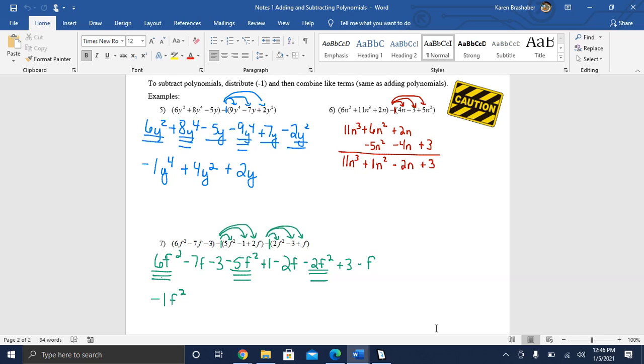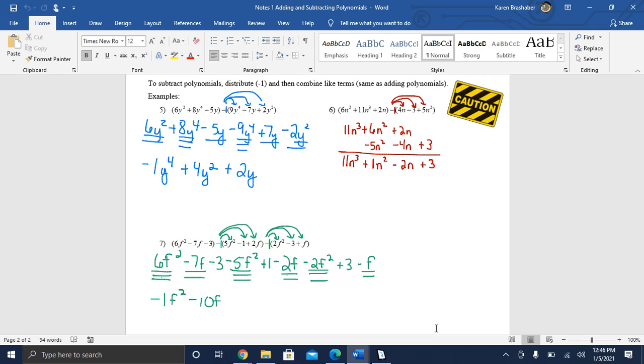Then I'll move to f, so negative 7f. I have a negative 2f, and I have a negative 1f. So negative 7 and negative 2 make negative 9. Combining that with negative 1 makes negative 10f.